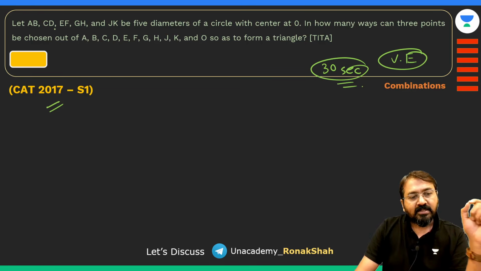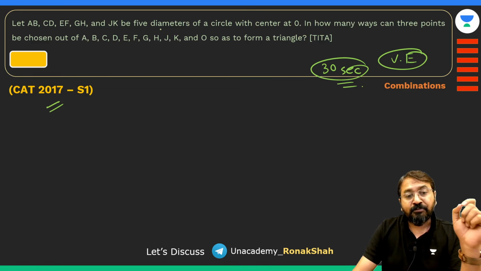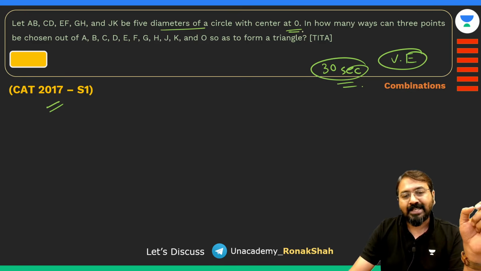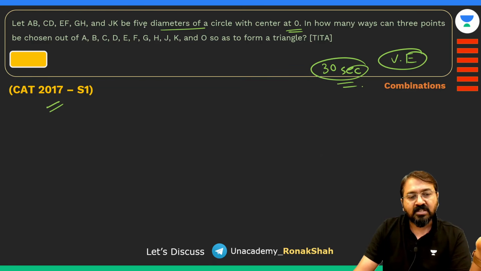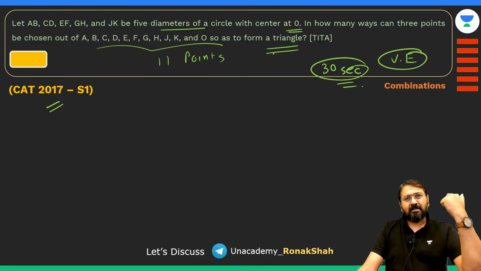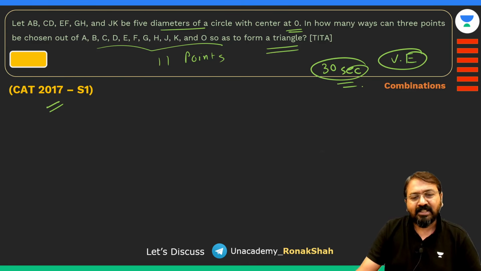Let A, B, C, D, E, F, G, H and J, K be 5 diameters of a circle with center O. In how many ways can 3 points be chosen? Out of this, how many points is our total? 11 points. Okay, including the center, that is O, we have 11 points to form a triangle. Isn't that very simple? I mean, we can make 11C3 triangles, but there is a problem.